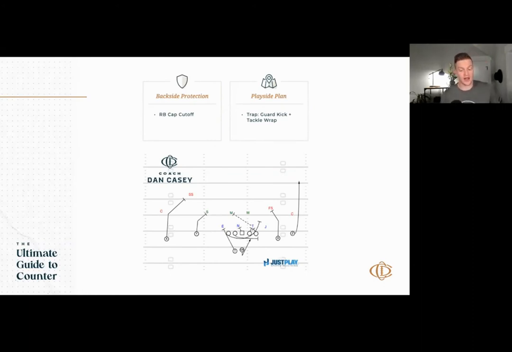So another way to run it, obviously, is just hand the ball off to the running back. The quarterback protects it with his eyes on that backside end, and he pulls the football if we crash. Okay. So again, backside protection is the cap cutoff. Play side plan is a trap plan. So the guard is kicking and the tackle's wrapping. We're doing that unless that jack linebacker or that defensive end just dives in there and spills that thing.